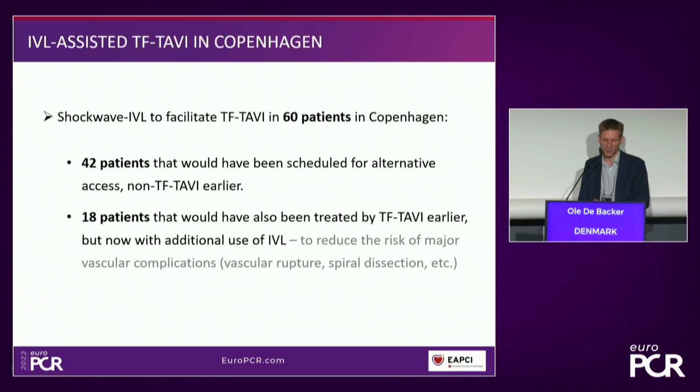What is the experience so far? We did 60 patients in Copenhagen. I would say, where is the place to use that IVL? Well, 2/3 of these patients were really patients that if I wouldn't have IVL on the shelf, I would probably consider an alternative access, probably then percutaneous transaxillary or maybe even transcaval. So where I would really be scared of not doing it, but with the IVL, it pushes me and brings me to do a safe transfemoral TAVI. In 18 patients, I would have maybe still gone transfemoral, but then I would have taken more risk. And of course, with the IVL, I think I really reduce the risk of major vascular complications like the vascular rupture, like the spiral dissection, as I said before.